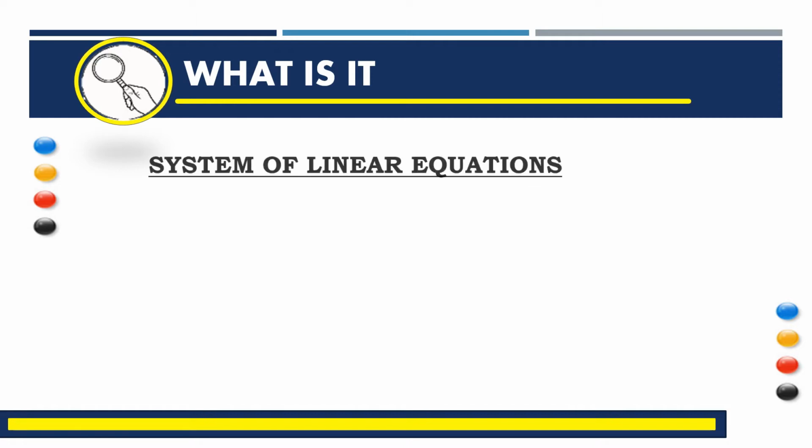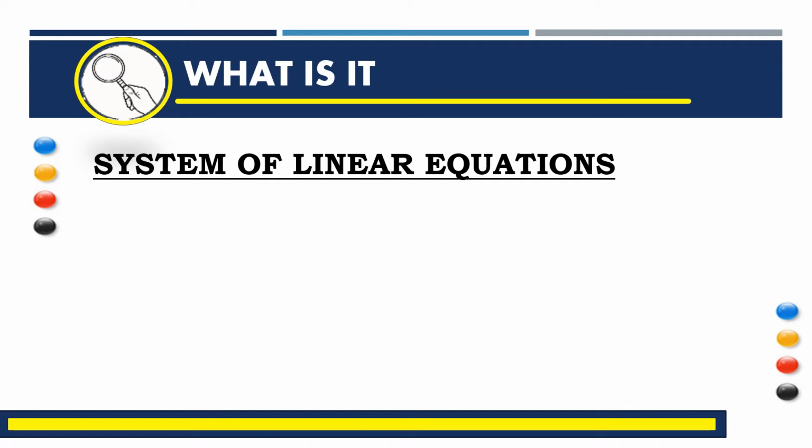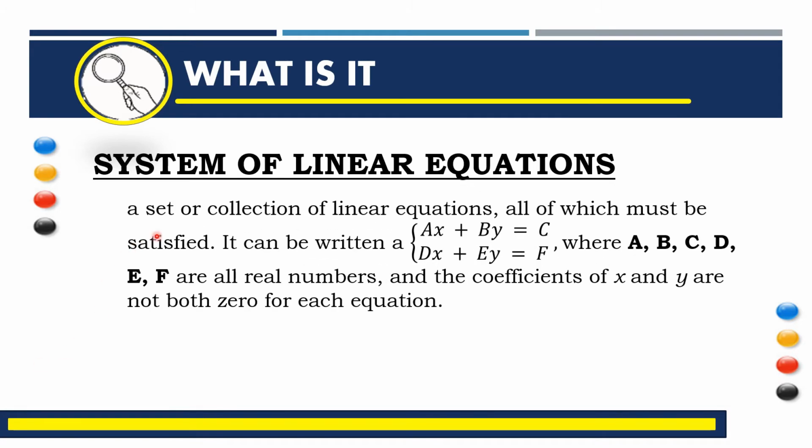So going back to what you have answered in activity 1, what do you call the pairs of linear equations that you have answered? Alright, that's it. Very good. Those pairs of linear equations are called simultaneous linear equations, or we also call it systems of linear equations. So what do you mean when we say systems of linear equations? It means that it is a set or collection of linear equations, all of which must be satisfied.